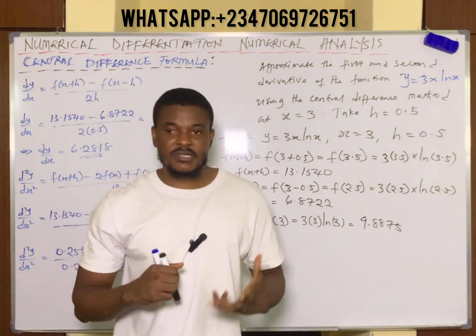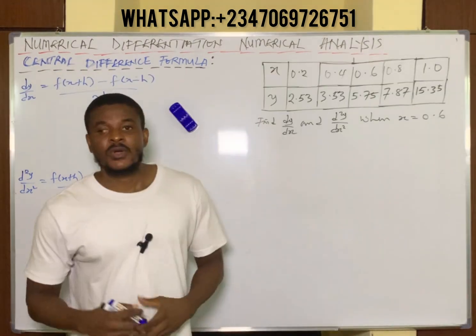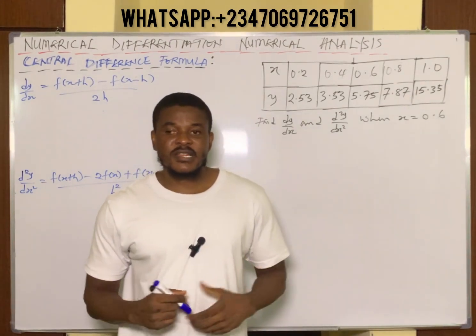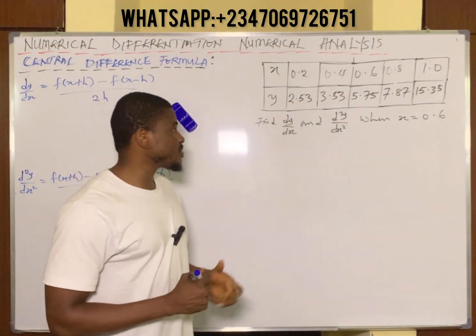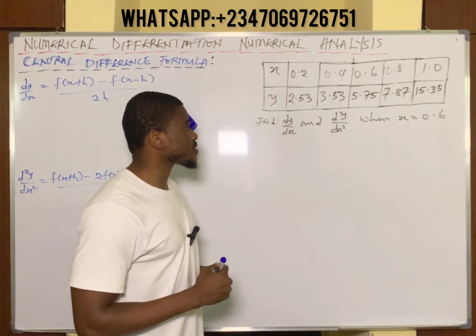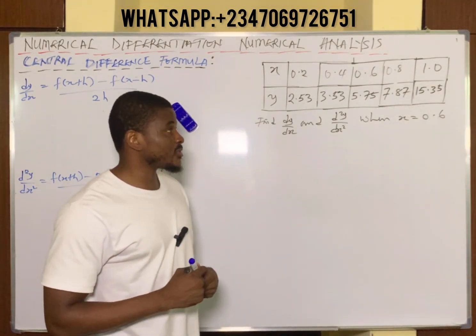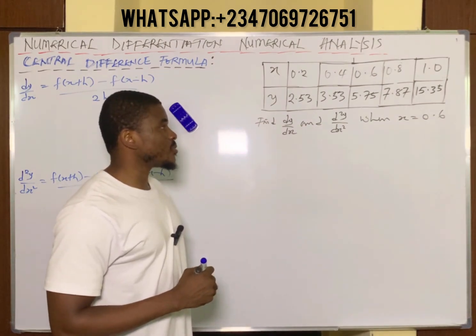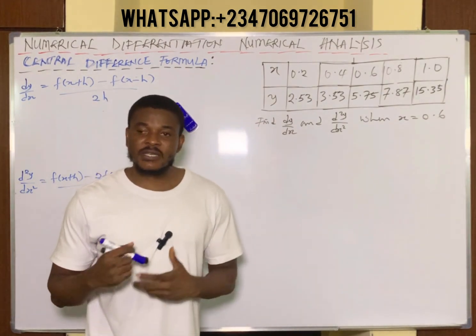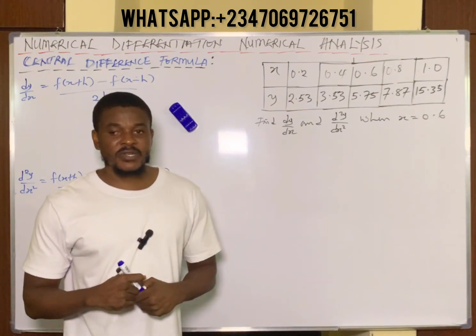Let's dive straight into the second question. Welcome back, guys. So let's consider the second question. It says find dy/dx and d squared y over dx squared when x equals 0.6. So you're given this table and you're asked to approximate the first and second derivative when x is 0.6.